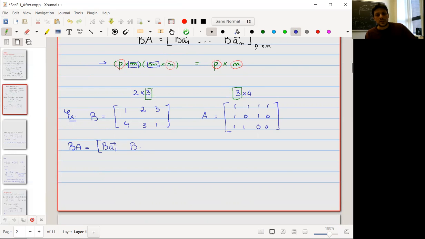BA1, BA2, BA3, BA4. Let's compute all this. BA1 is given by, I have to take a linear combination of the columns of B given by weights in the first column of A. So this is 1 times (1, 4) plus 2 times (3) plus 3 times (1). And when I add them all together, I get 6 and 8.